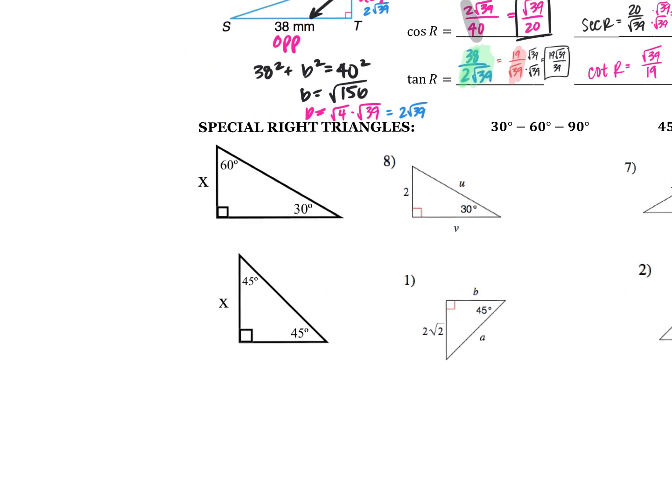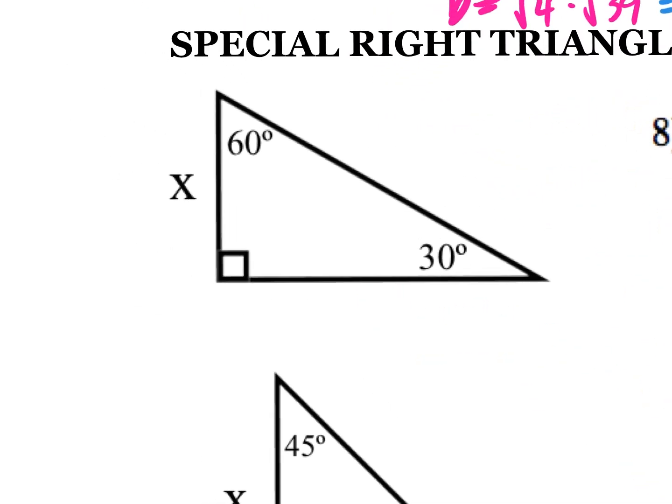Here's how these ratios go. Let's just focus in on this guy. Which side is going to be the smallest? The X, because it's across from the smallest angle. Smallest angle, smallest side. 1X, right? So then you might be wondering, what are these ratios if we've got a 30, 60, 90?